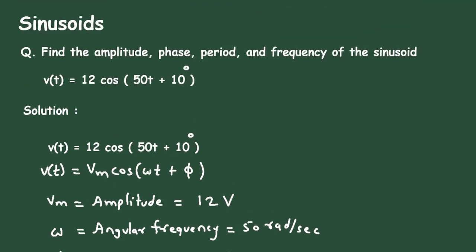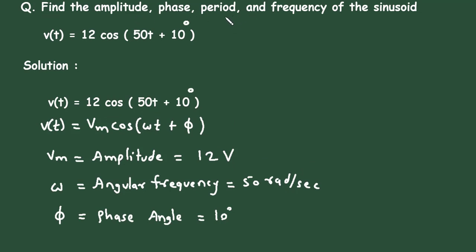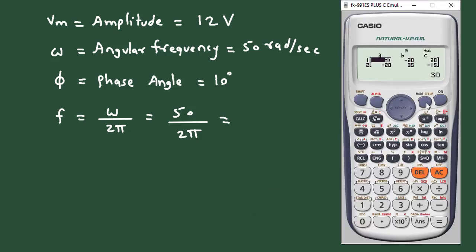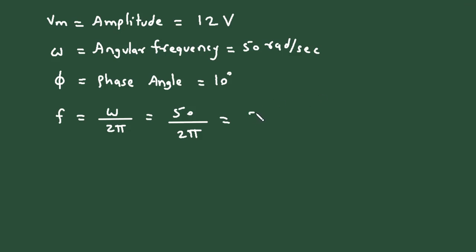Then next, in this question, we have to find amplitude, then phase angle, then period, then frequency. So we have to find the frequency also. So the formula to calculate frequency is, we know that omega is equal to 2 pi f. So omega divided by 2 pi, this will be the formula to calculate frequency. The value of omega is 50 divided by 2 pi. So it is 7.95, and the unit of frequency is hertz.